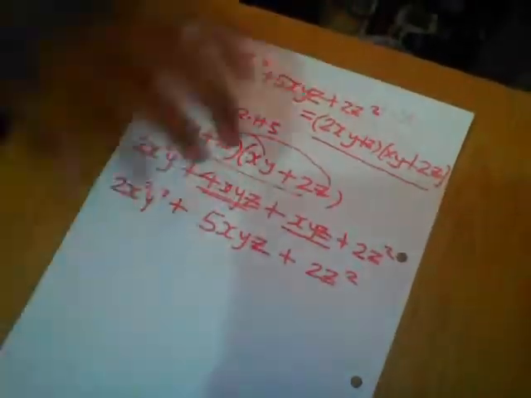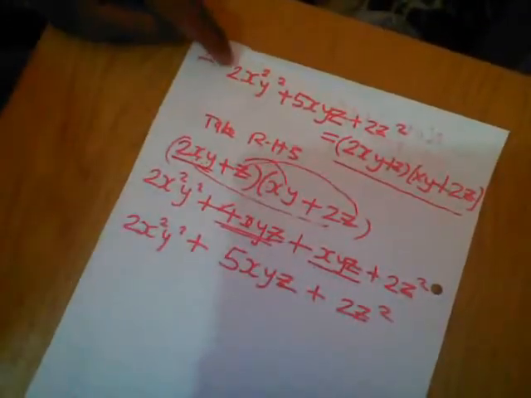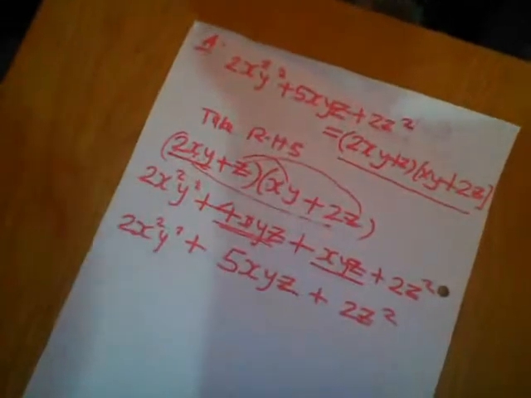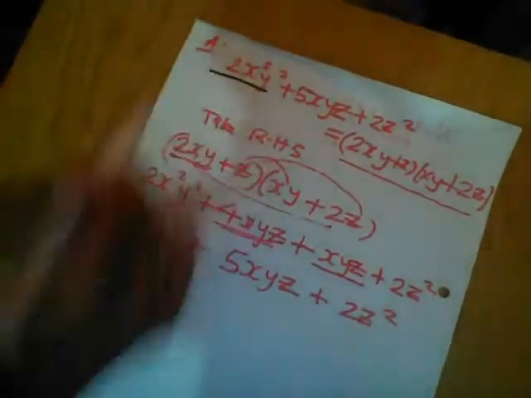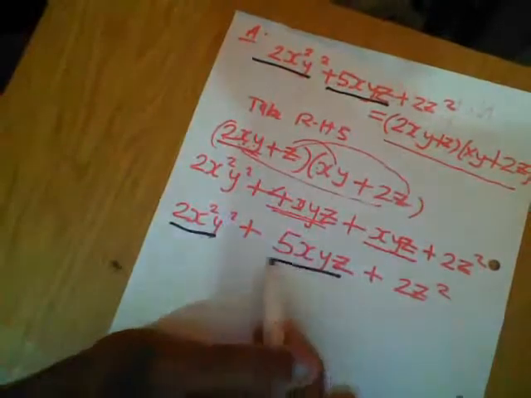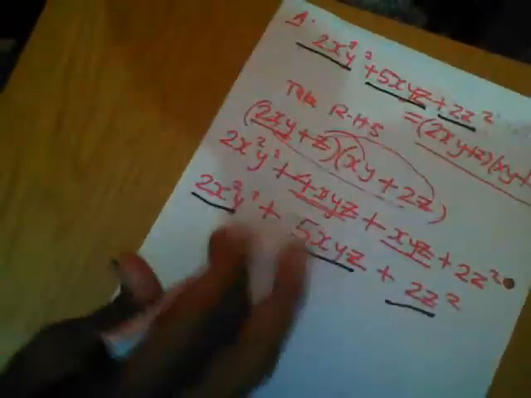So we want to check if, after expanding the right hand side, it equals the left hand side. Let's see the left hand side. Yes, it looks equal. This equals this, true. 5xyz, 2z squared, yes, true. So the first option is true.